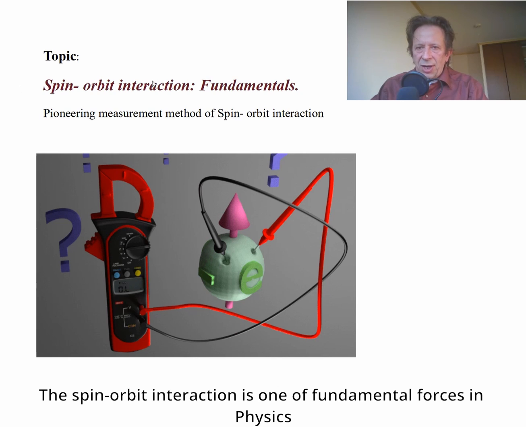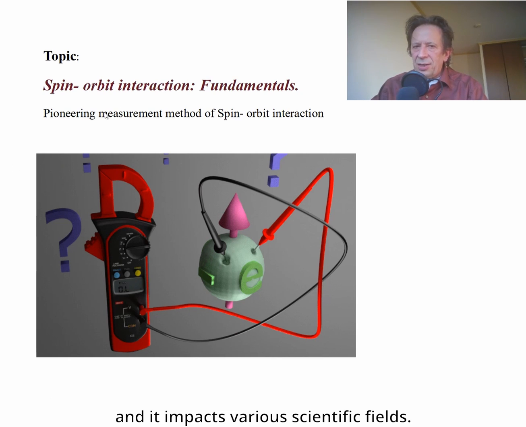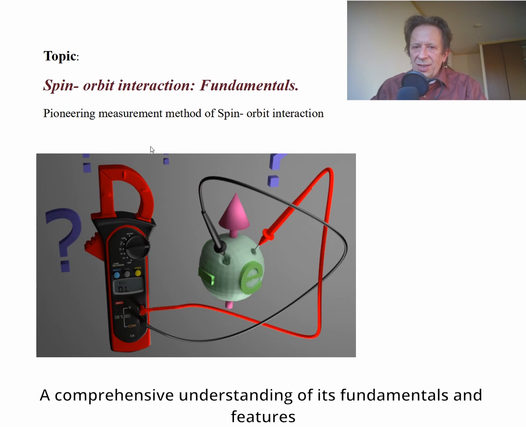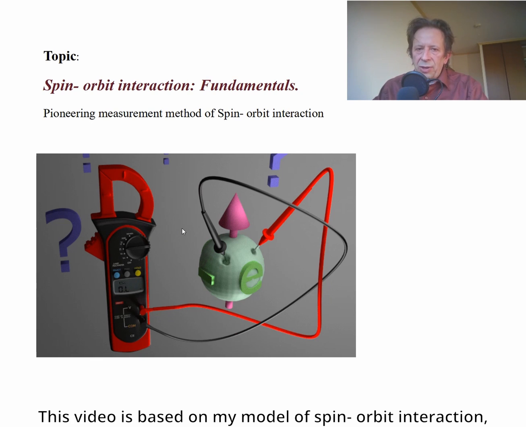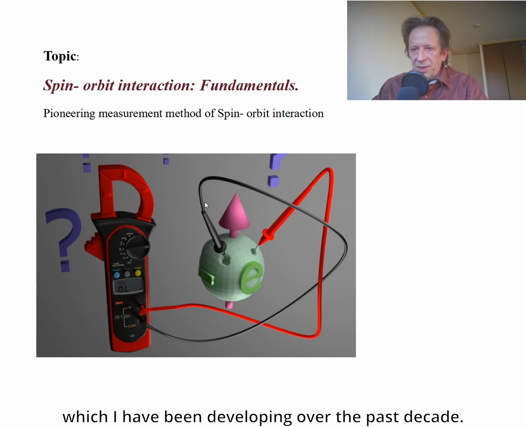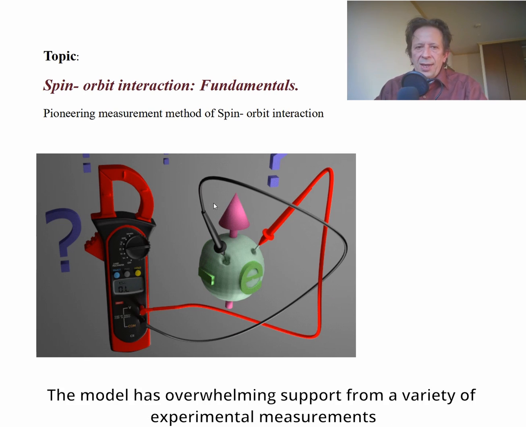The spin-orbit interaction is one of the fundamental forces in physics, and it impacts various scientific fields. A comprehensive understanding of its fundamentals and features is crucial to clarify a wide array of effects and peculiarities in physics. This video is based on my model of spin-orbit interaction, which I have been developing over the past decade. The model has overwhelming support from a variety of experimental measurements.